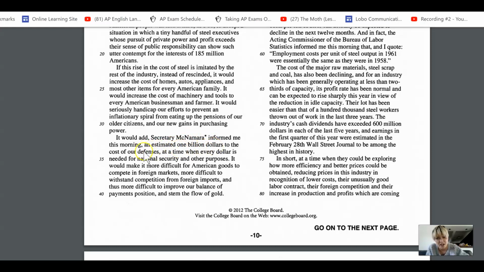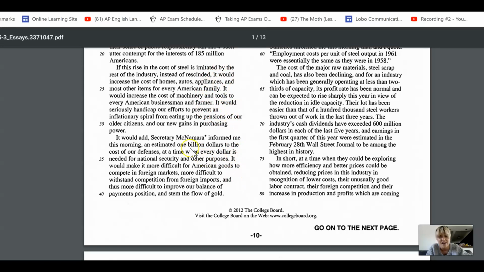"An estimated $1 billion to the cost of our defenses, at a time when every dollar is needed for national security and other purposes. It would make it more difficult for American goods to compete in foreign markets, more difficult to withstand competition from foreign imports, and thus more difficult to improve our balance of payments position and stem the flow of gold." Notice how he's again doing the same process: these are all the impacts. It's going to hurt this, it's going to hurt this, it's going to make this more difficult. So using repetition is a pretty powerful tool for him here. At this point, in terms of function, he's shifted from how it's going to affect the families in America to how it's going to affect foreign markets and also the defense.